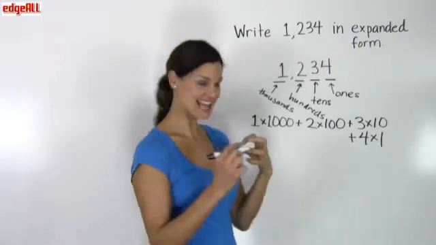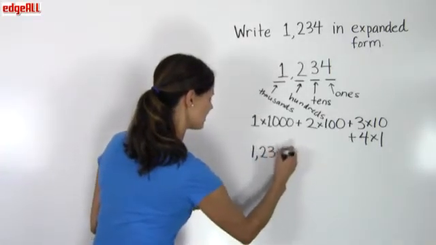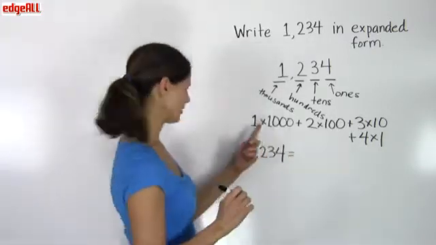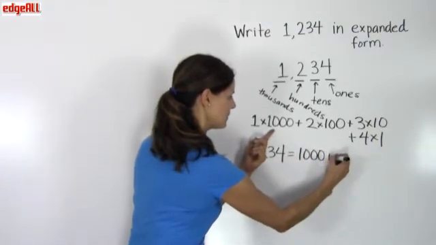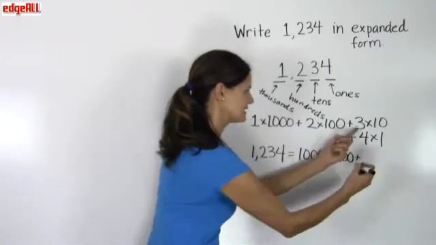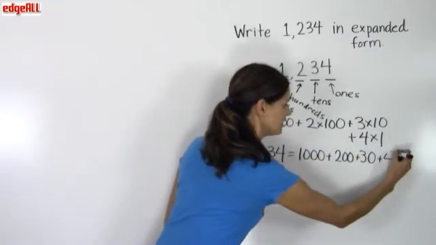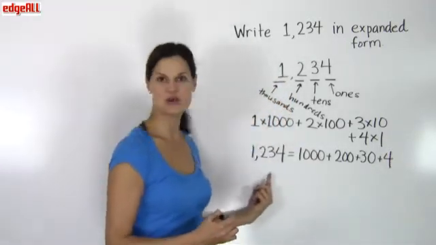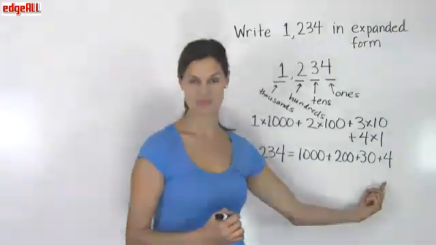If I were to condense that a bit then, I would write 1,234 in its expanded form is equal to 1,000 plus 200 plus 30 plus 4. So that is 1,234 written in its expanded form.